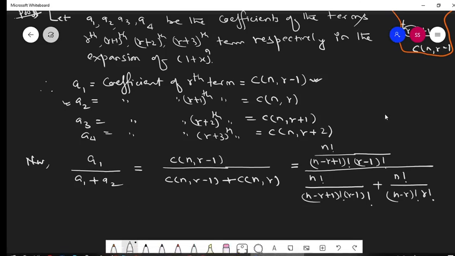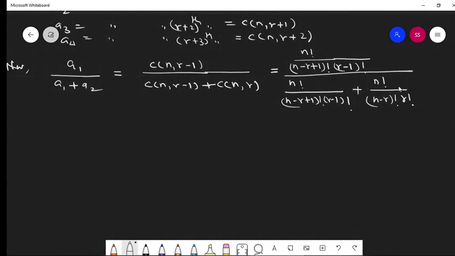Let's move to the second step. So it can be written as n factorial over (n minus r plus 1) factorial, (r minus 1) factorial, all over, here will be the equal sign.